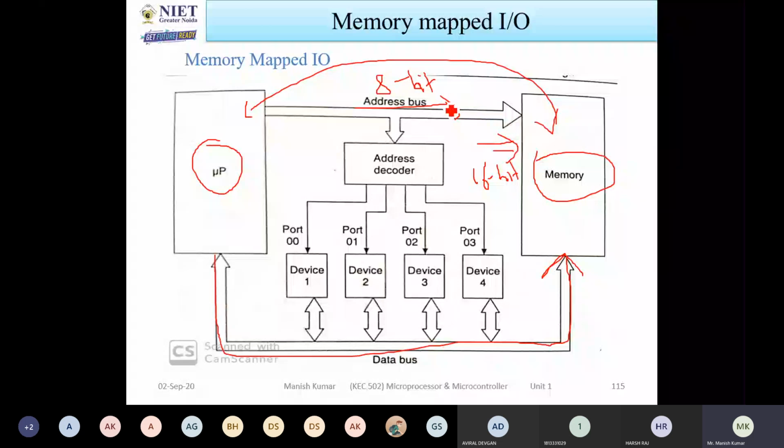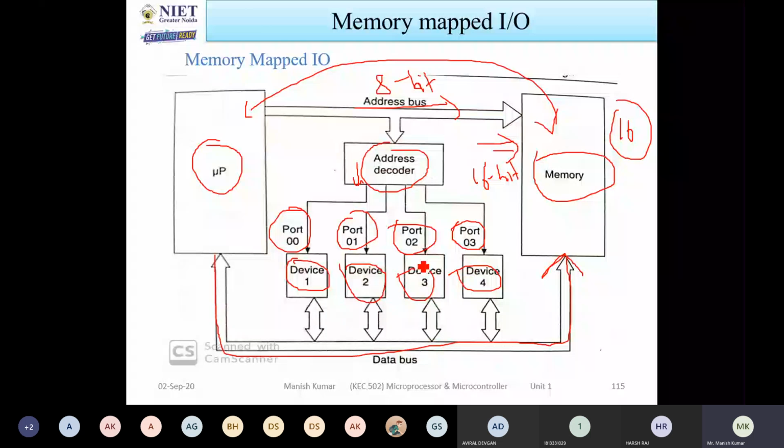But let us consider this is device 1, device 2, device 3, device 4. I have interfaced 4 different devices. In those 4 devices, the first device has port address 00, the second one 01, the third one 02, and the fourth one 03. This is the address decoder, with the help of which we can send the address to the individual devices. Okay, so now what is the problem?